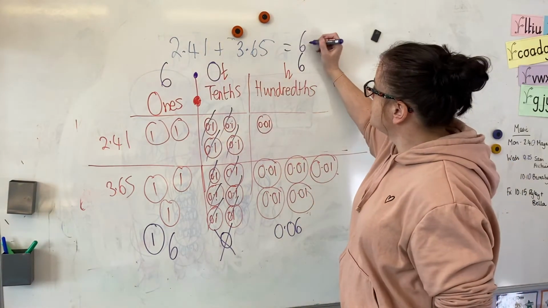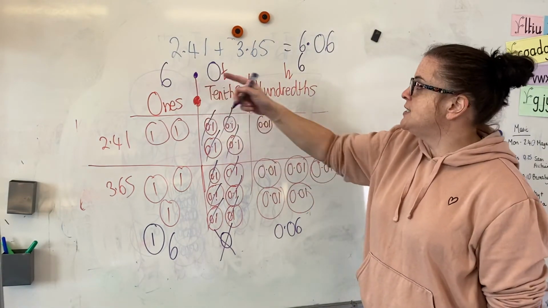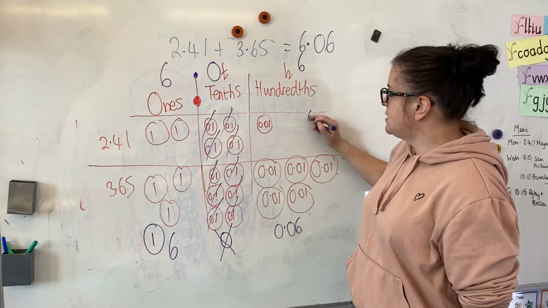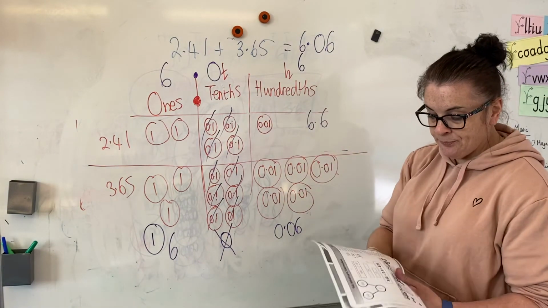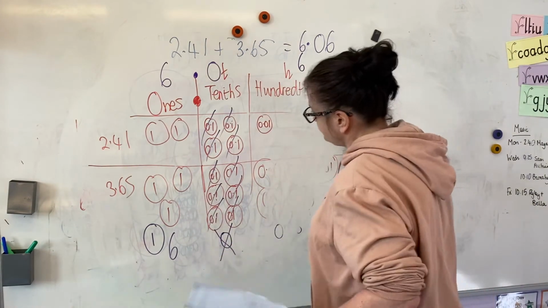So 6.06. Again, it's so important that they write the 0 there. Otherwise, they might have the misconception of 6.6. Then from there, we move on to our abstract.